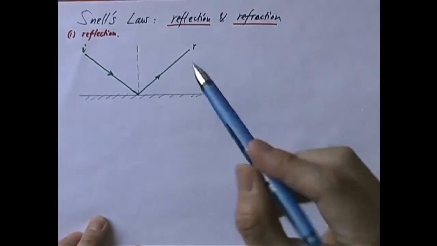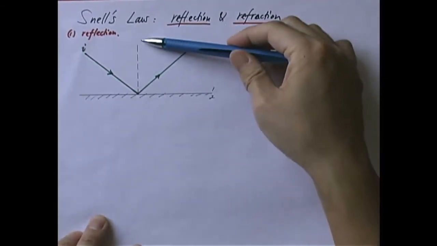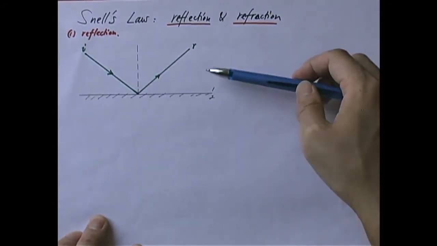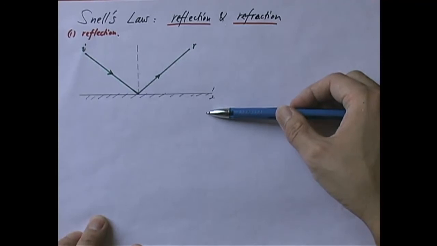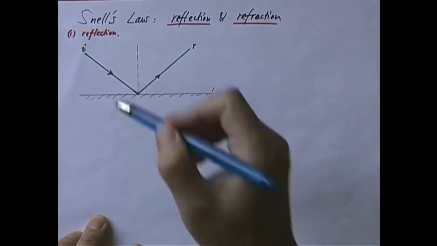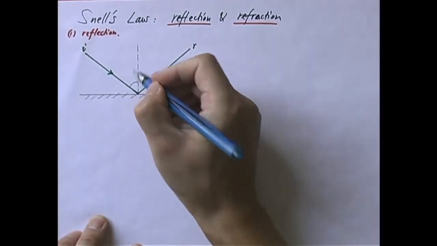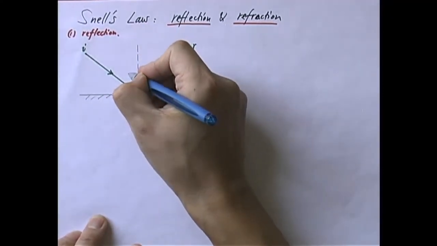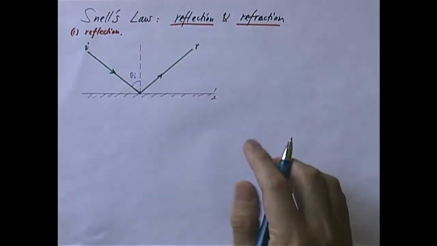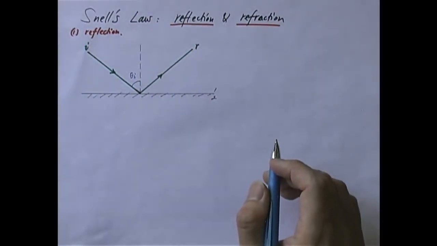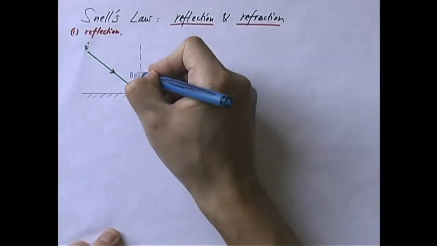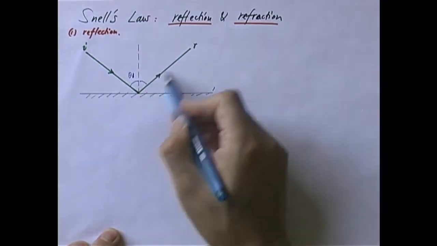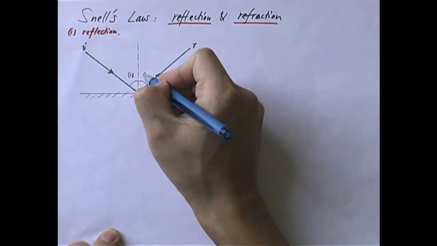Now, suppose we draw a line that is normal to the surface, to the boundary between medium 1 and medium 2, such as air and water. There is an angle made between the incident beam and the normal. We call it theta I, or theta 1. In fact, the textbook calls it theta 1, so we're going to call it theta 1 as well. And this angle is the angle made between the normal and the reflected light. We call it theta 1 prime.